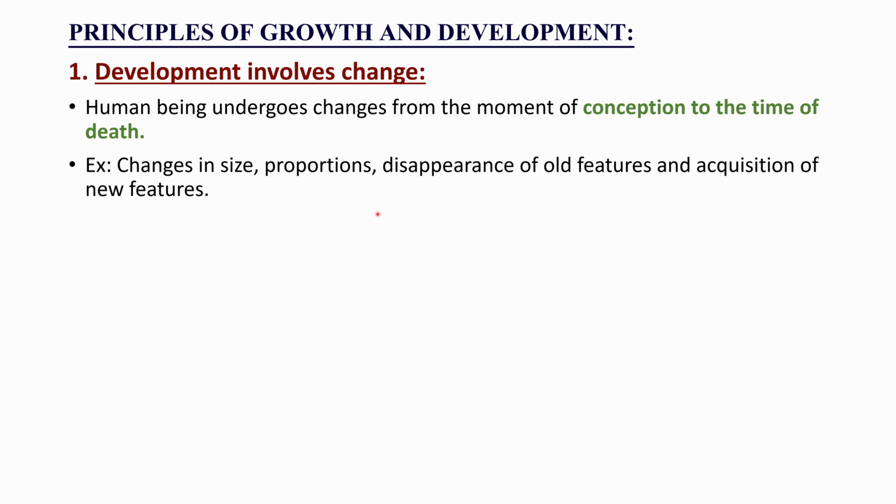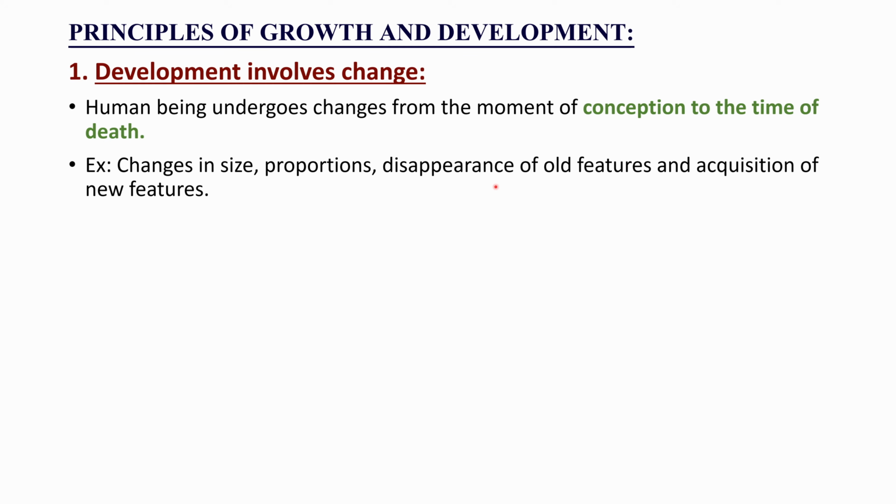For example, a newborn baby has primitive reflexes like the Moro reflex. But as the baby grows, what happens? These reflexes gradually disappear. At the same time, the child begins to develop new skills such as sitting, crawling, and walking. This clearly shows that development always involves change.